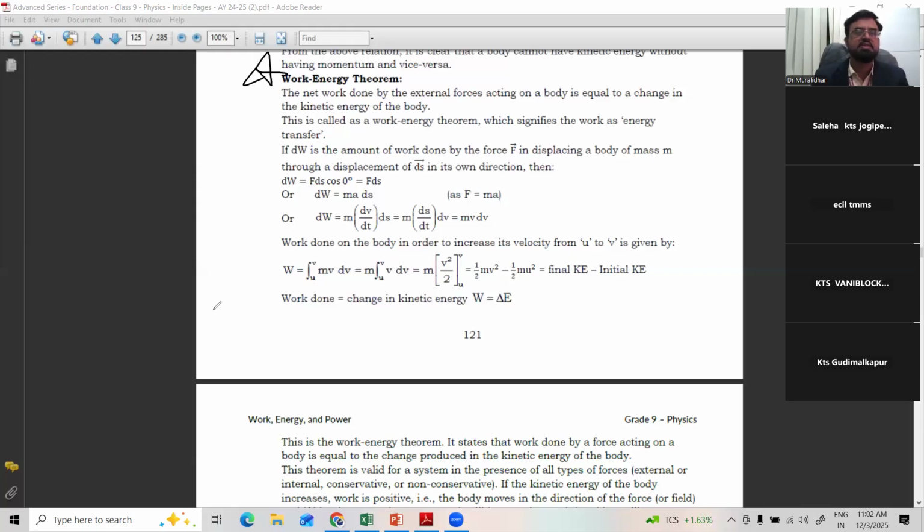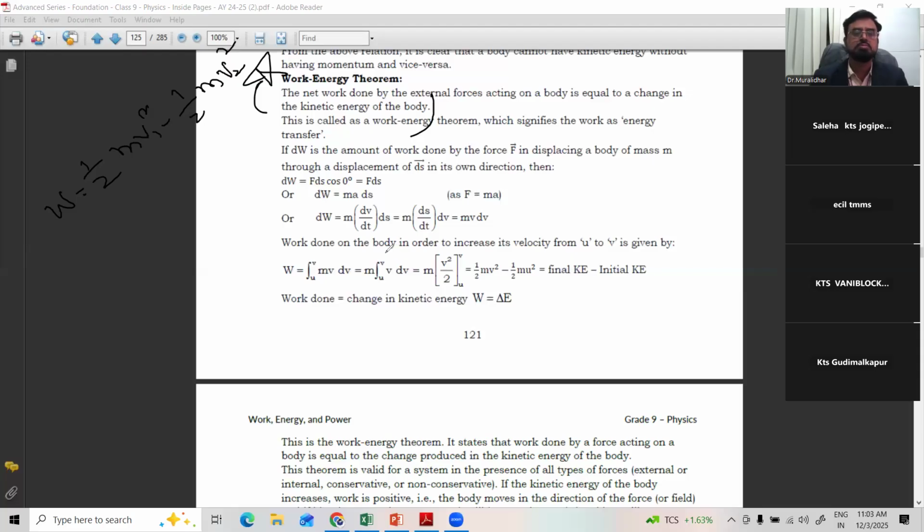The work energy relation is given by this: the net work done by an external force acting on a body is equal to the change in kinetic energy. So the work done is equal to the change in kinetic energy. Work is equal to half mv1 square minus half mv2 square.